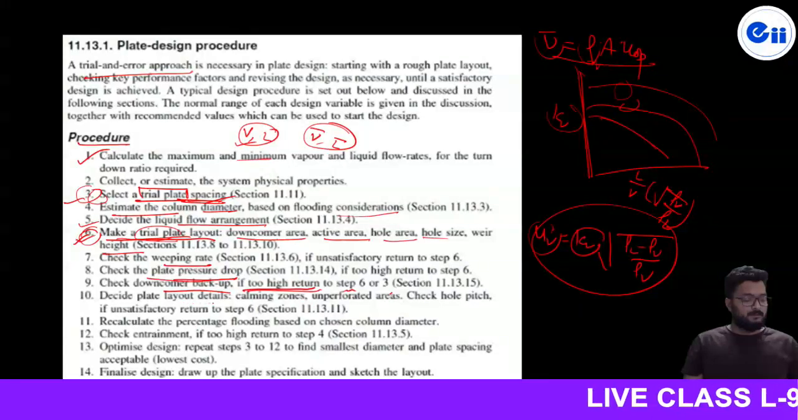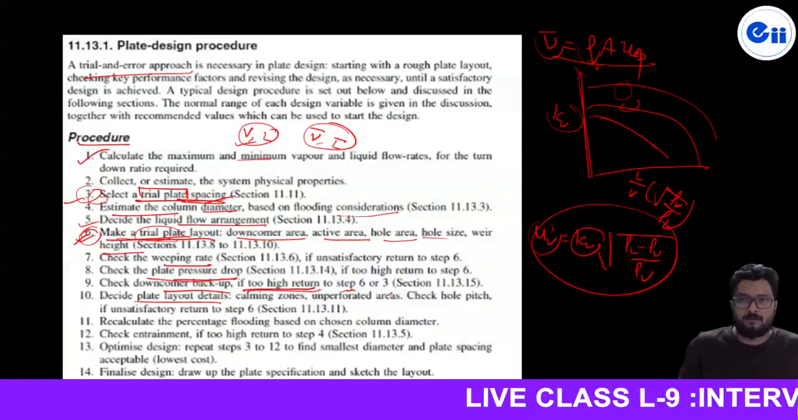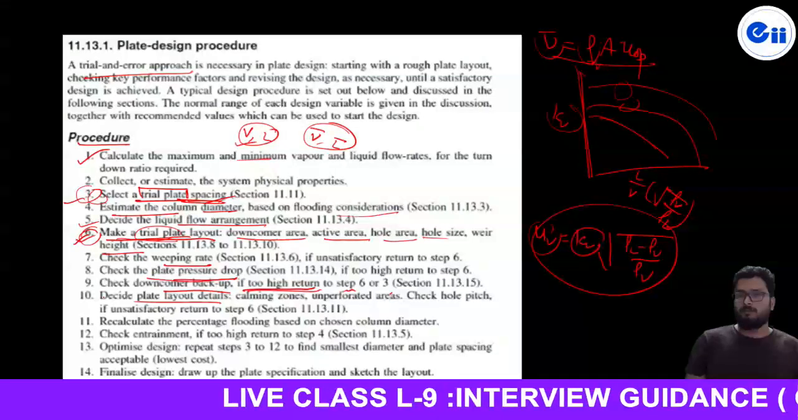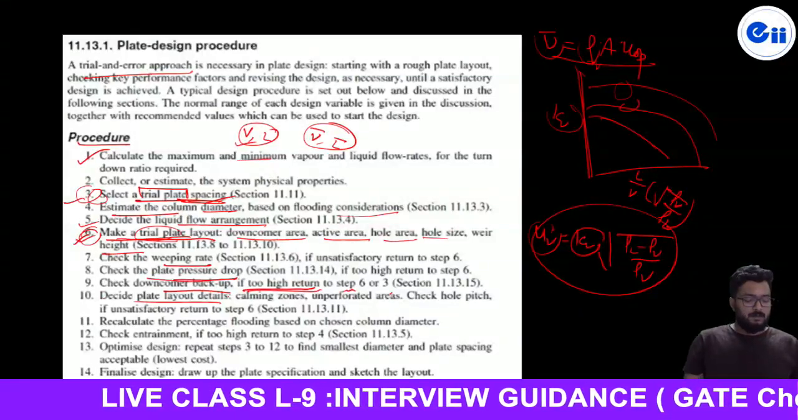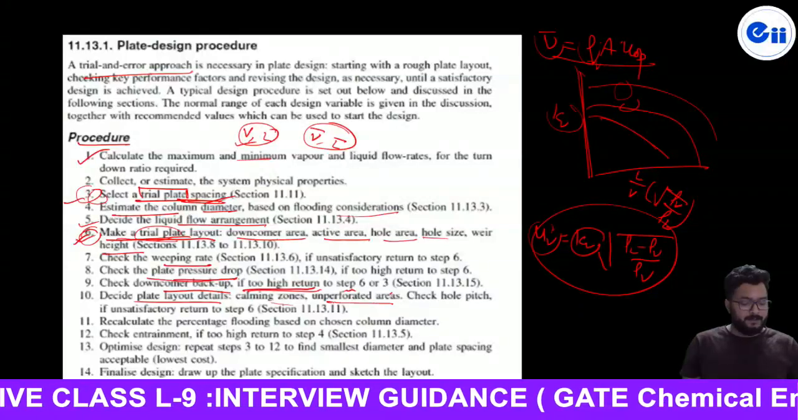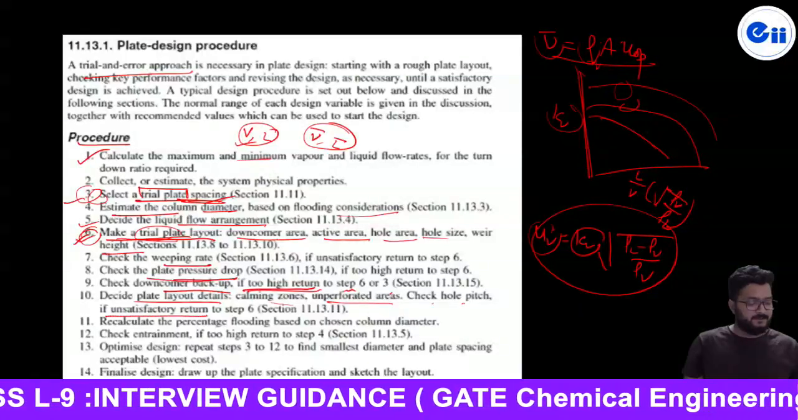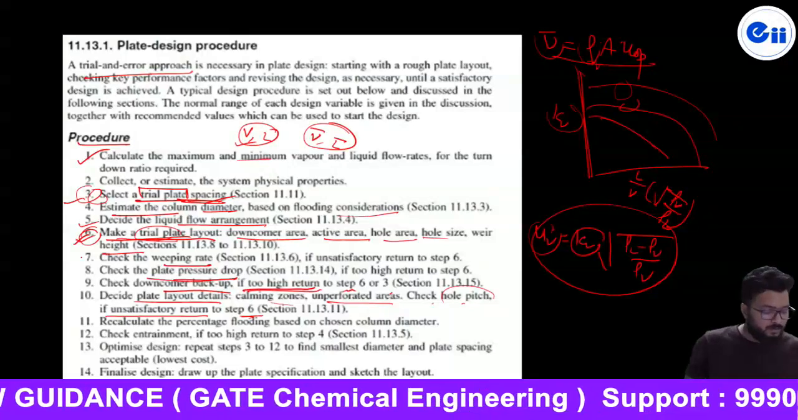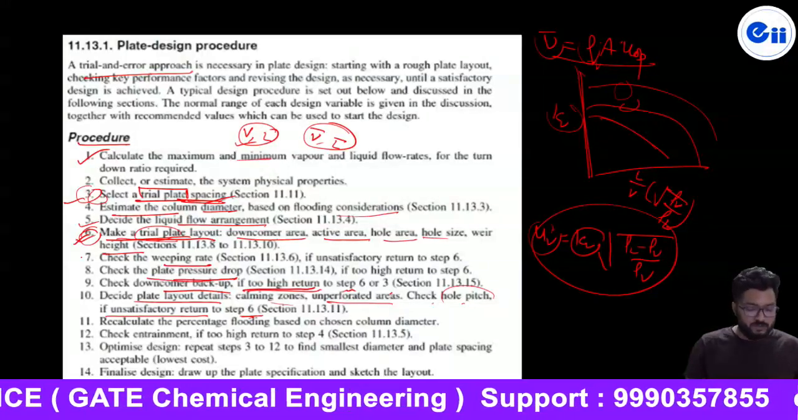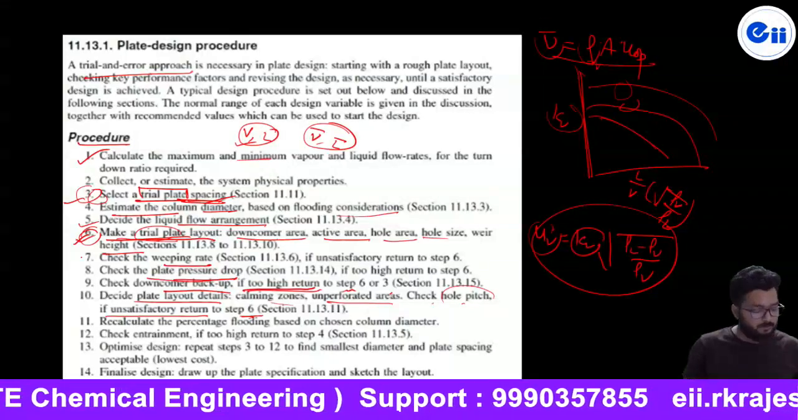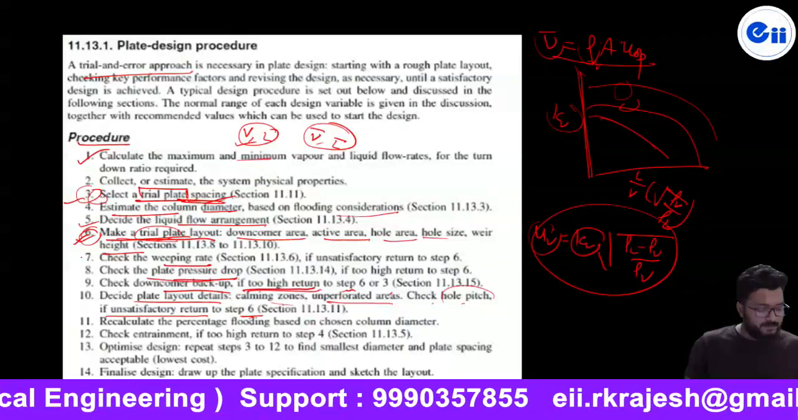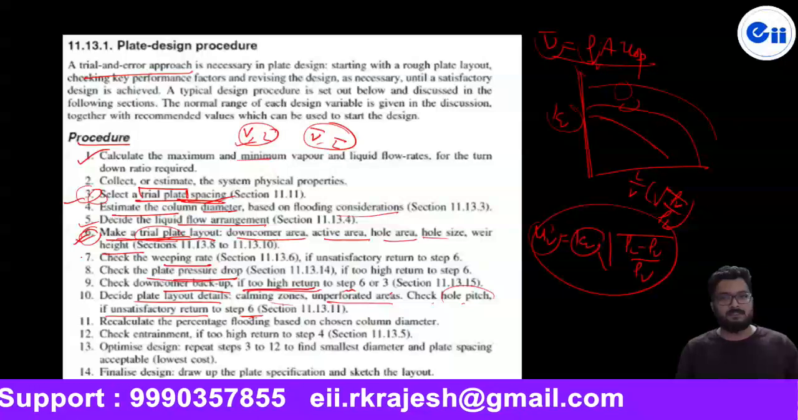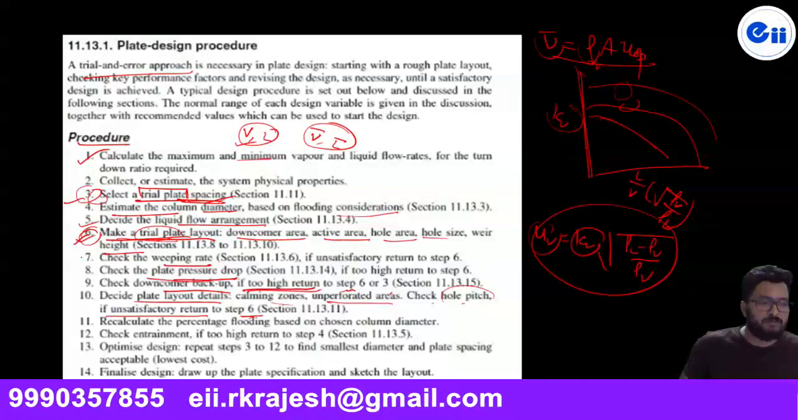Now decide the plate layout details, and then we will decide what the plate layout should be. Whatever the trial value I have taken, is it the same? Otherwise some changes should be there, like calming zone, unperforated areas, check hole pitch. If unsatisfactory, return to step 6 and go for step number 6 again. Then recalculate the percentage flooding based on the chosen column diameter. Whatever column diameter we have chosen, on behalf of that we have to go for the percentage flooding, and then check entrainment is also okay, and then finally optimize the design. So these are the steps, and the steps will be more clear when we solve one numerical problem.